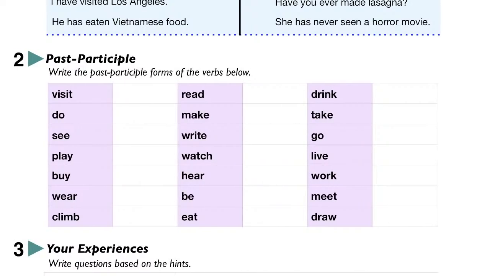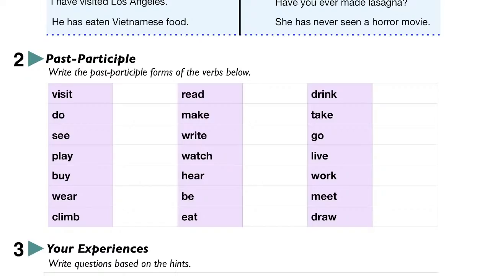Okay. Drink, drunk. Yeah, Katie, drunk. Have you ever drunk a margarita? Drink, drunk.